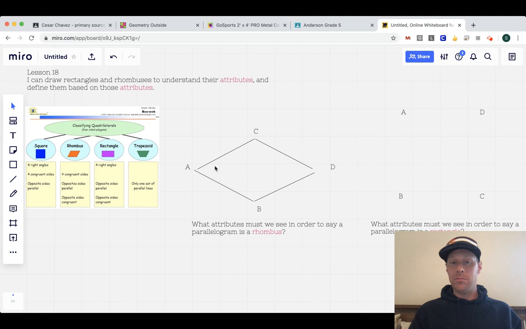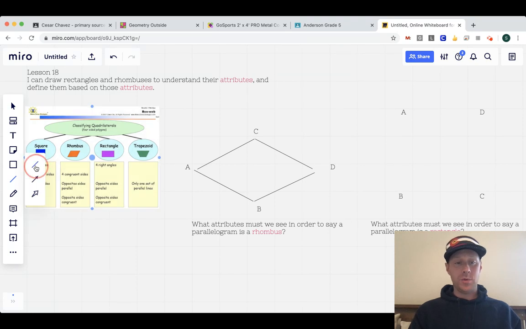You may have said, I noticed that there are two sets of parallel lines. AC is parallel to BD, and AB is parallel to CD. Those are features or attributes of a rhombus. So you know, whenever you see a four-sided shape that has two pairs of parallel lines and all the side lengths are equal, you are looking at a rhombus. Now let's draw a rectangle.